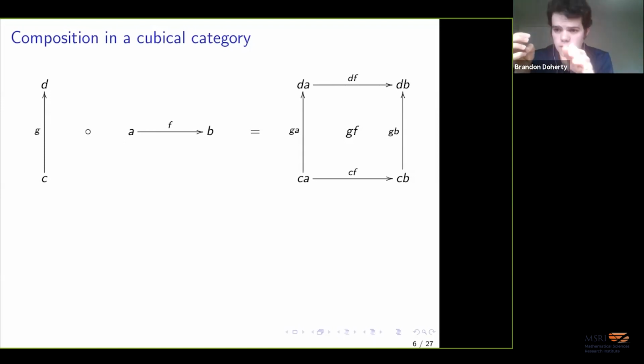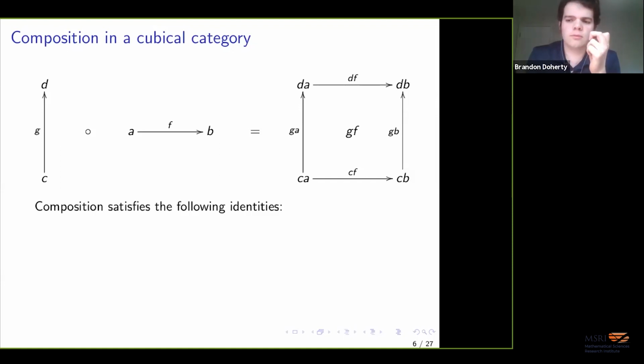We can see, as I've illustrated here, that they're all the composites of vertices of the two edges that are being composed here. And the edges of this composite 2 cube are all the composites of either of these two edges with a vertex of the other edge. So we have, for instance, GA and GB, CF and DF.